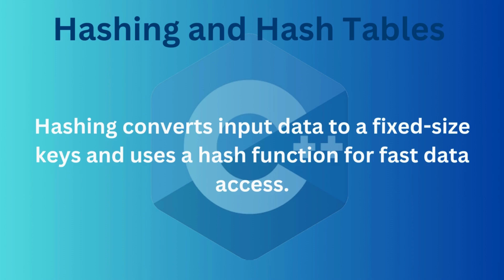Hashing and hash tables. First of all, hashing converts input data to a fixed-size key and uses a hash function for fast data access. Hashing is like a mapping function where we map values to their keys or keys to their values. You can take the example of a dictionary, like in a Python dictionary, where we assign some keys and their values. This is the same in hashing. We assign values and their keys, or keys and their values. So this is known as hashing.